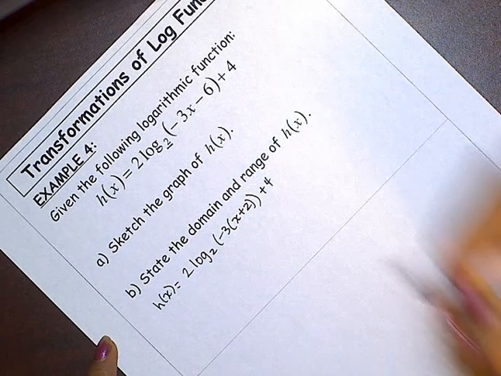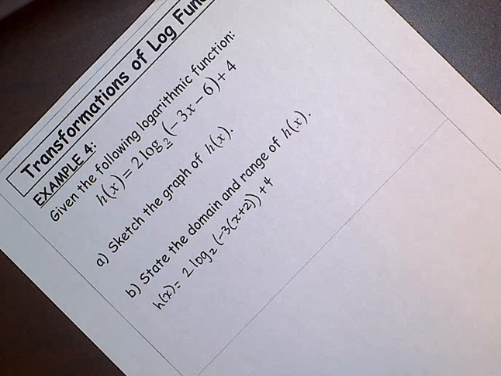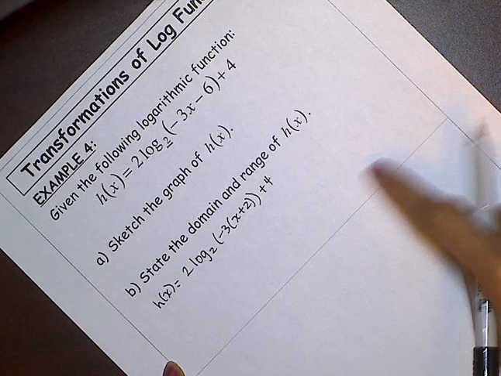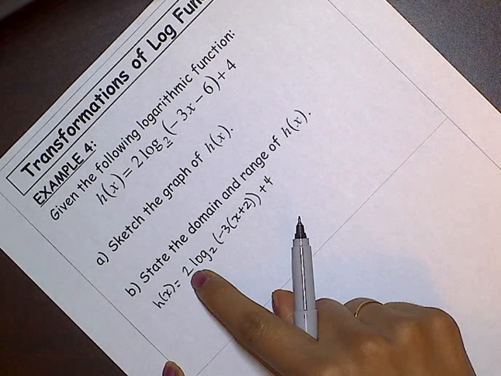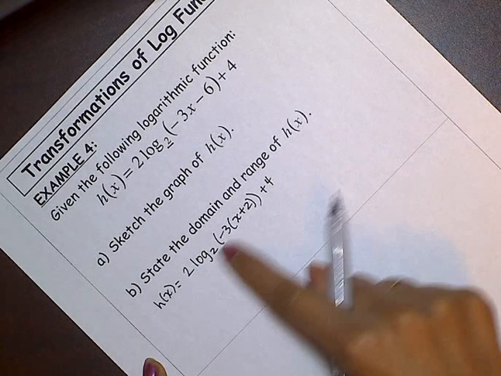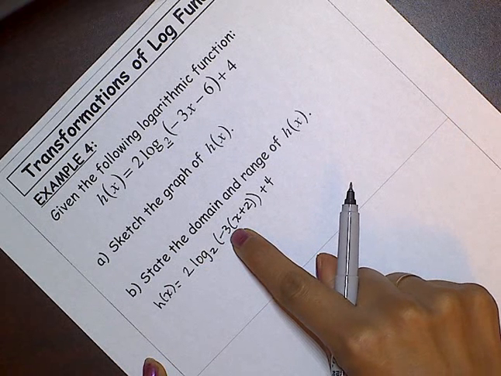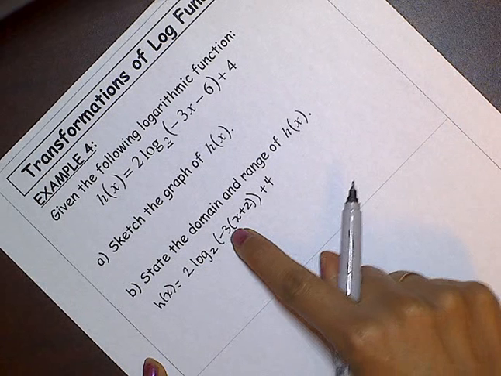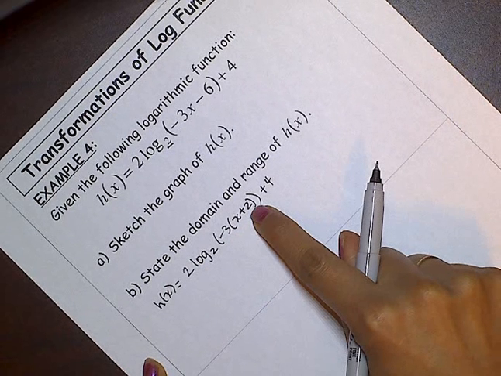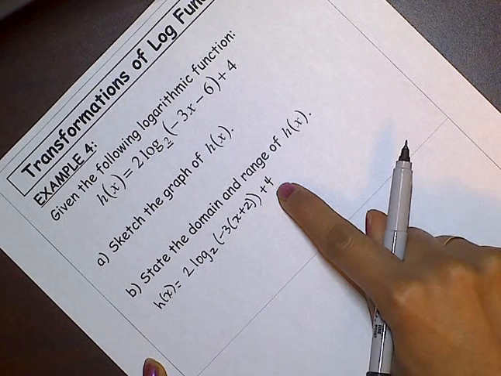Okay, so I'm just going to go ahead and indicate what each one of those parameters mean. This right here is a vertical stretch by a factor of 2. The negative sign here is a reflection in the y-axis. There's going to be a horizontal compression by a factor of 1/3. There's a horizontal shift 2 units towards the left-hand side, and there's also a vertical shift 4 units upwards.